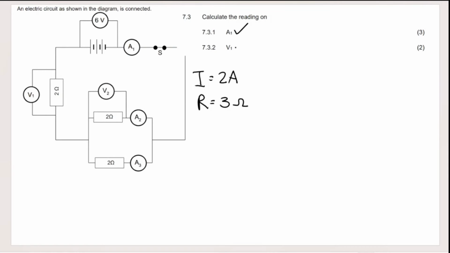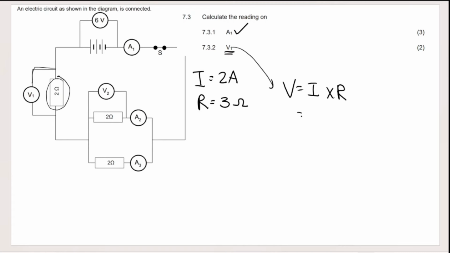Now, calculating the reading on V1. Look where V1 is. Please always, when they ask you something, make sure you look where it is. V1 is over here. It's connected across the 2 ohm resistor. So to calculate the reading on V1, we want voltage. We know V is equal to I times R.